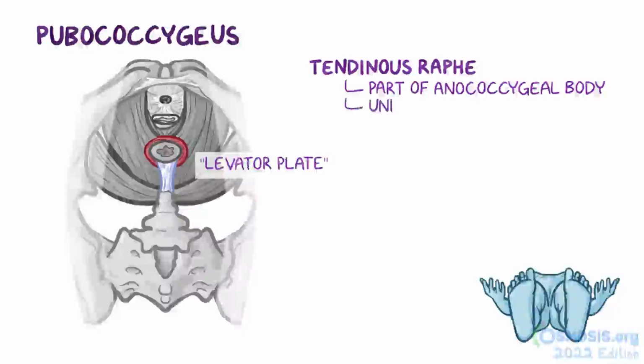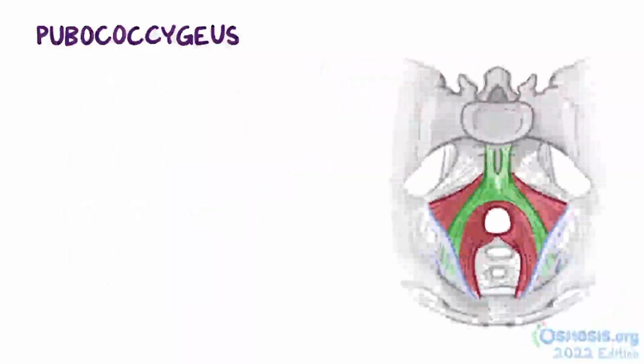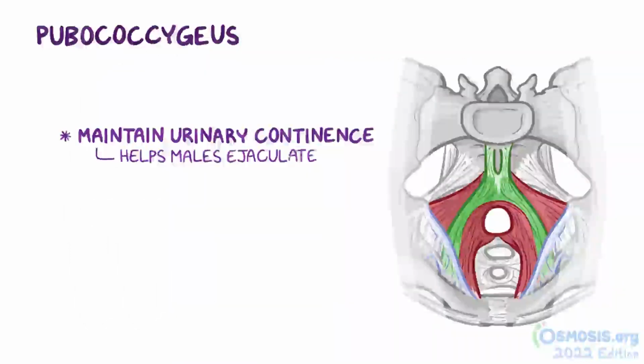This raphe unites with the external anal sphincter, forming a ligament that extends between the coccyx and the anus, called the anococcygeal body, or ligament. The main action of the pubococcygeus muscle is to maintain urinary continence and help in male ejaculation.